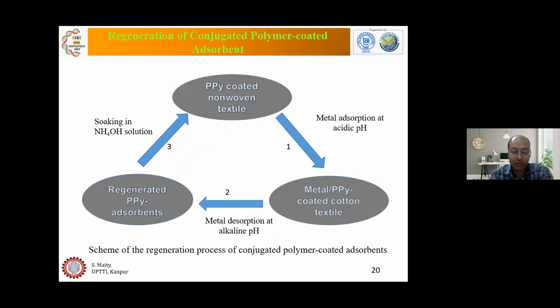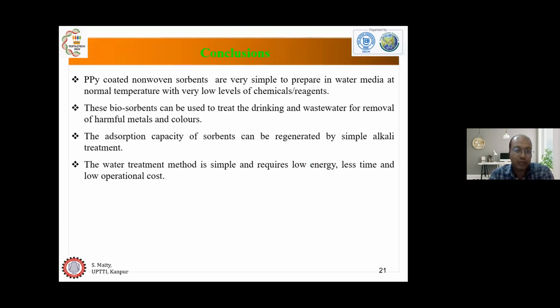Then regeneration. It is the process of regeneration of the polypyrrole coated material for repetitive use, because once we have used the material for treatment, it will be loaded with the heavy metals, so it cannot be used repeatedly. But there is a regeneration process, that is treatment with some alkali. By treatment with alkali, we can revive the adsorbency of heavy metals, and we can use those materials repetitively. So now coming to the conclusion.